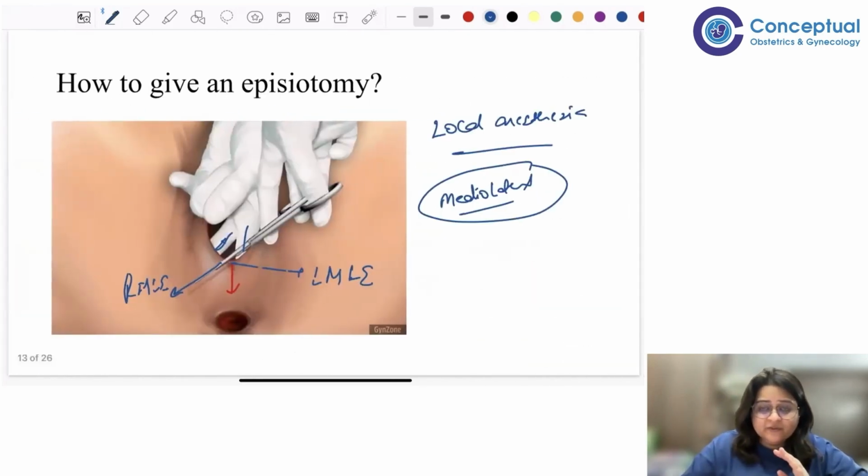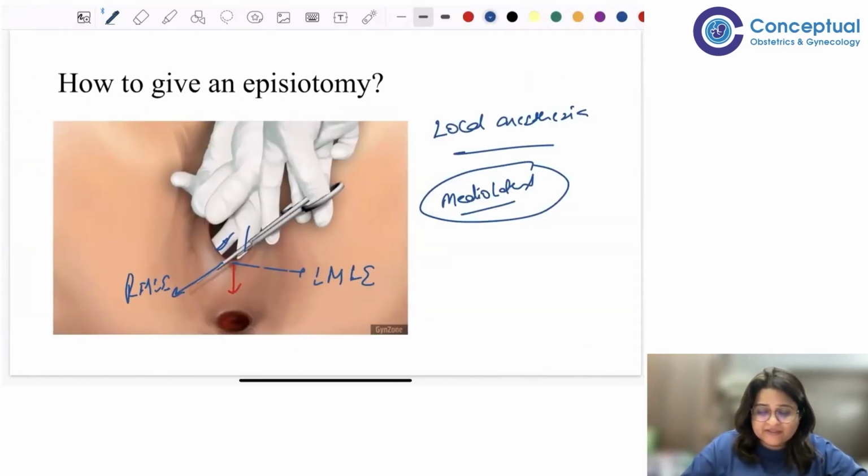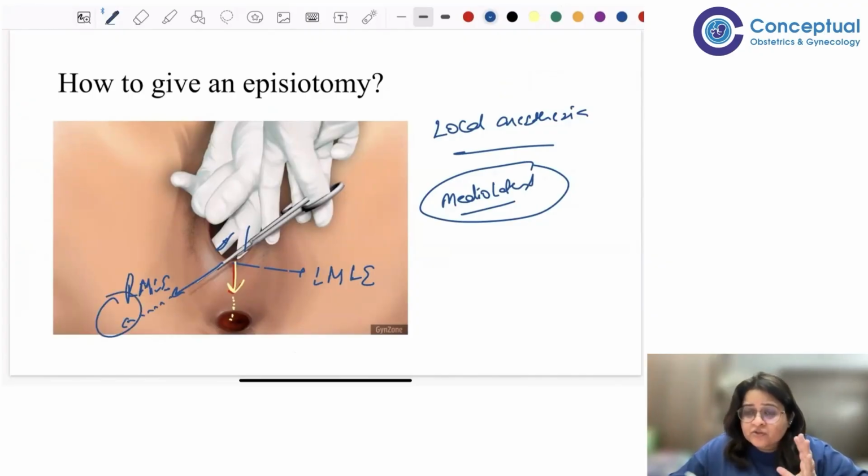Why is a mediolateral preferred over a median episiotomy? It's very easy to understand this. If a median episiotomy is given, and if this extends by chance, if the support or the guarding was not good, this is going to go straight and cause a third or fourth degree perineal tear. Whereas if you're giving a right or a left mediolateral episiotomy, and if this extends, there is no major structure here which will get injured. There's no important structure here. So that's why a mediolateral episiotomy is better.